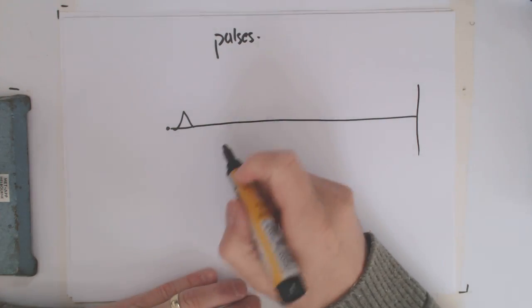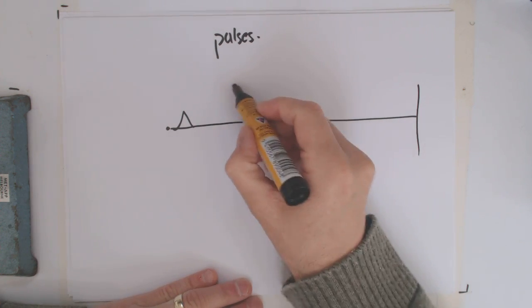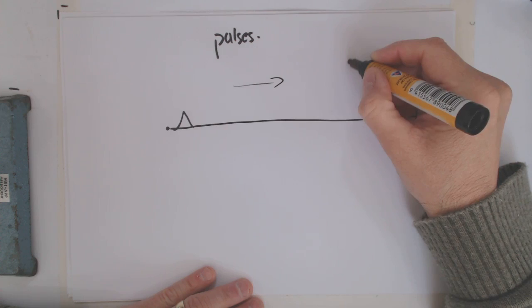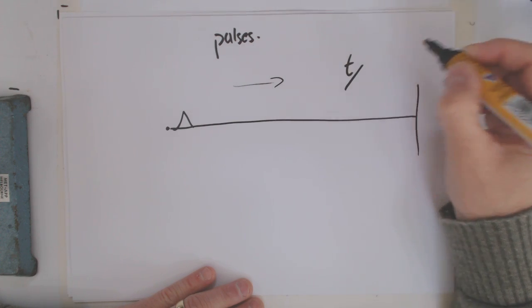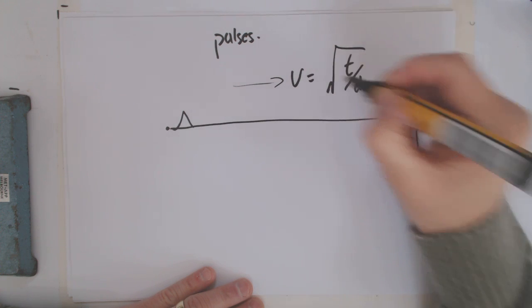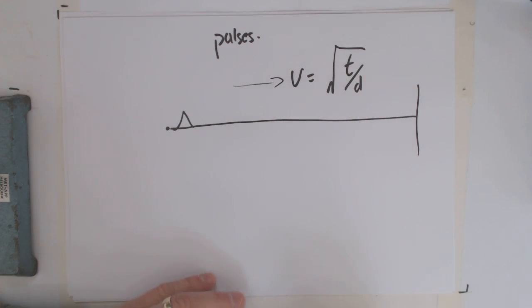Now the speed of that pulse is dependent on two things. That is the tension in the string, so we'll call that tension, and the density in the string. So the velocity is actually inversely proportional to the square root of the density and proportional to the square root of the tension. So as the density gets bigger, it slows down. As the tension gets bigger, it speeds up. So what's going to happen though?